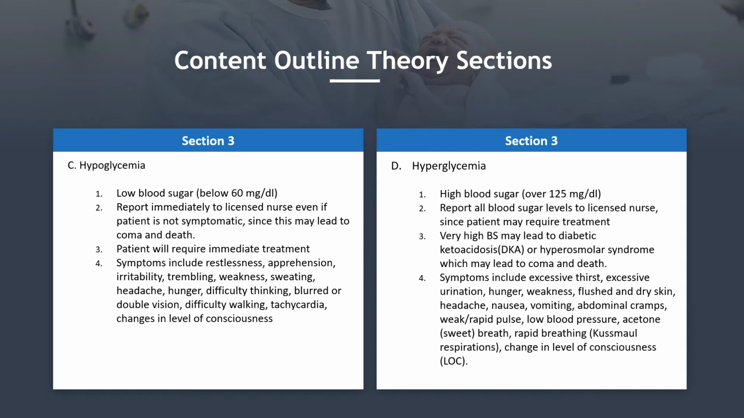Symptoms include excessive thirst, excessive urination, hunger, weakness, flushed and dry skin, headache, nausea, vomiting, abdominal cramps, weak and rapid pulse, low blood pressure, acetone or sweet breath, rapid breathing, Kussmaul respirations, and change in level of consciousness.